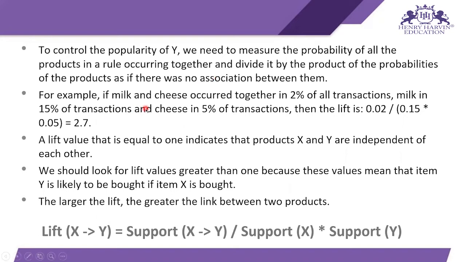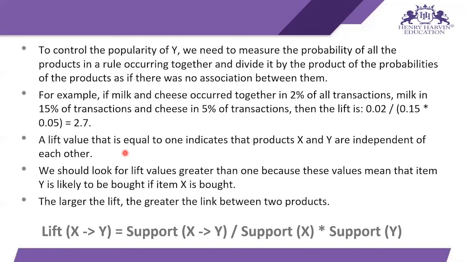For example, if milk and cheese occurred together in 2% of transactions, milk in 15% of transactions, and cheese in 5% of transactions, then the lift is 0.02 divided by 0.15 times 0.05, which is 2.7, and this is the lift.